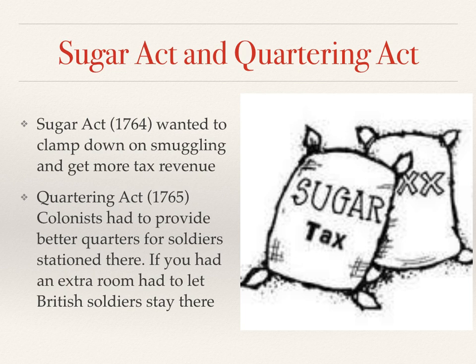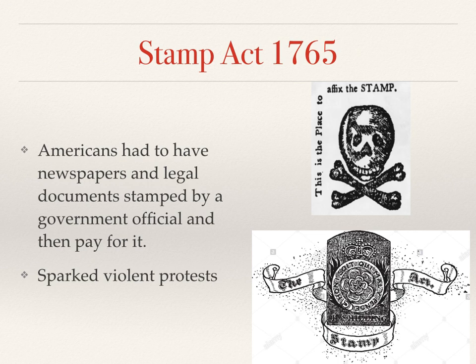And while these acts were unpopular, another act called the Stamp Act, passed in 1765, caused violent protests from the colonists. The Stamp Act meant that Americans had to have newspapers and legal documents stamped by the government official in the colony, who then made them pay for stamping the documents or the newspapers.